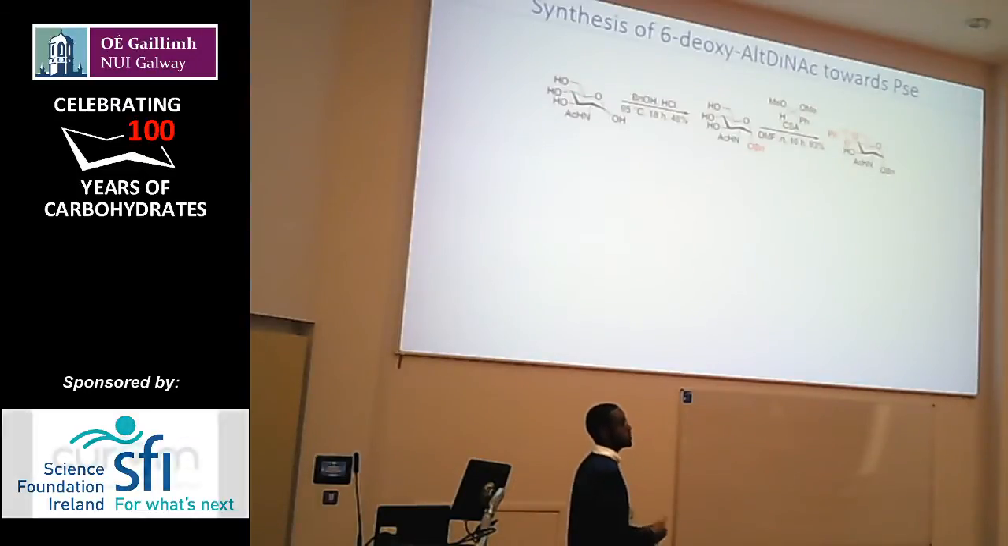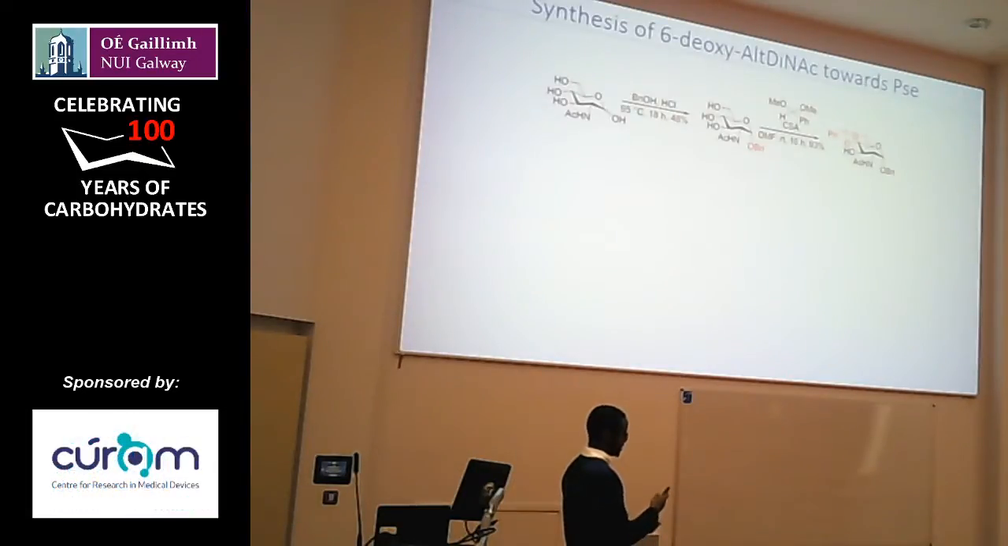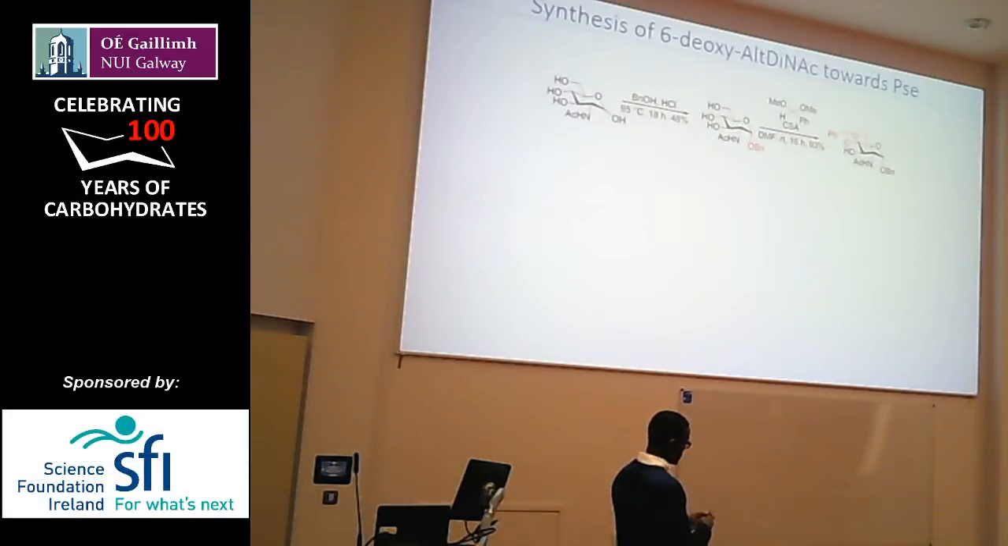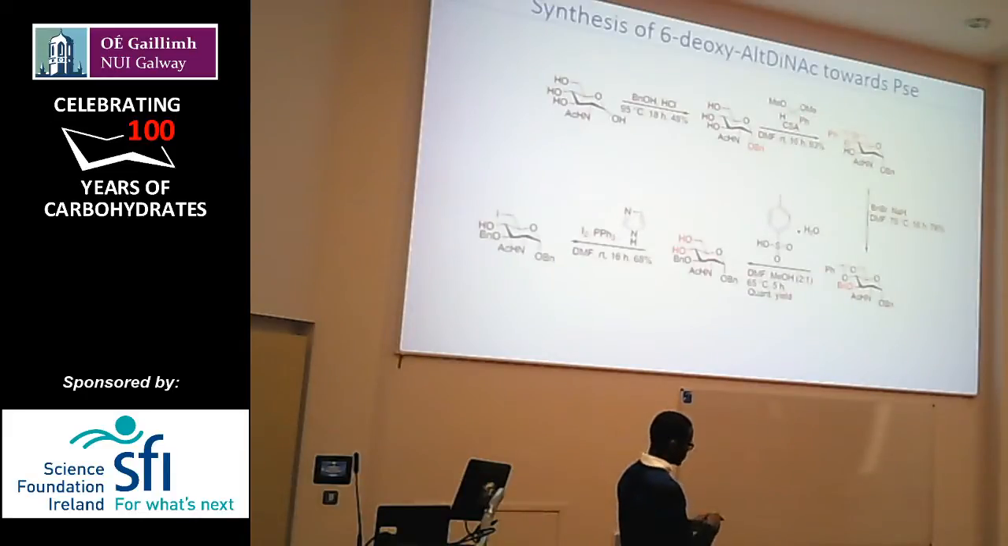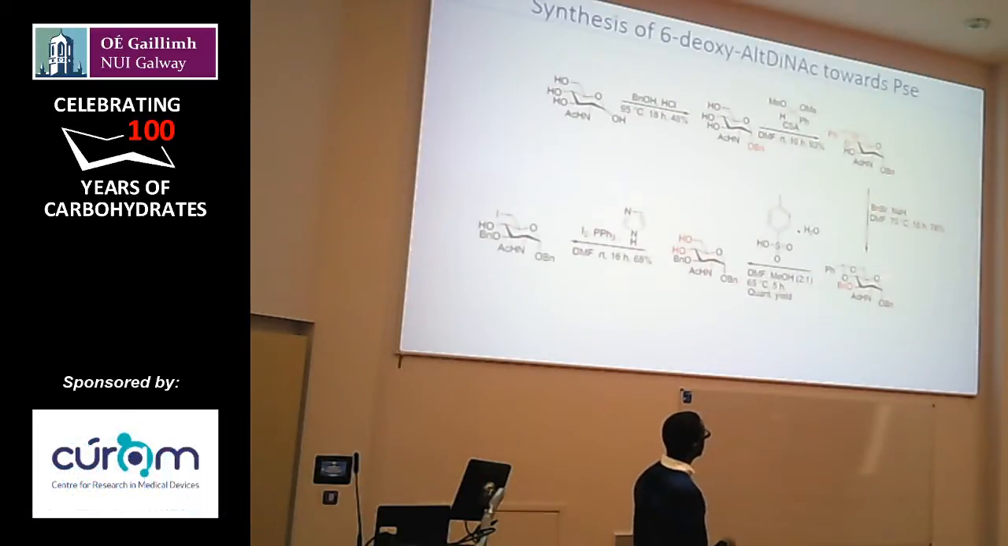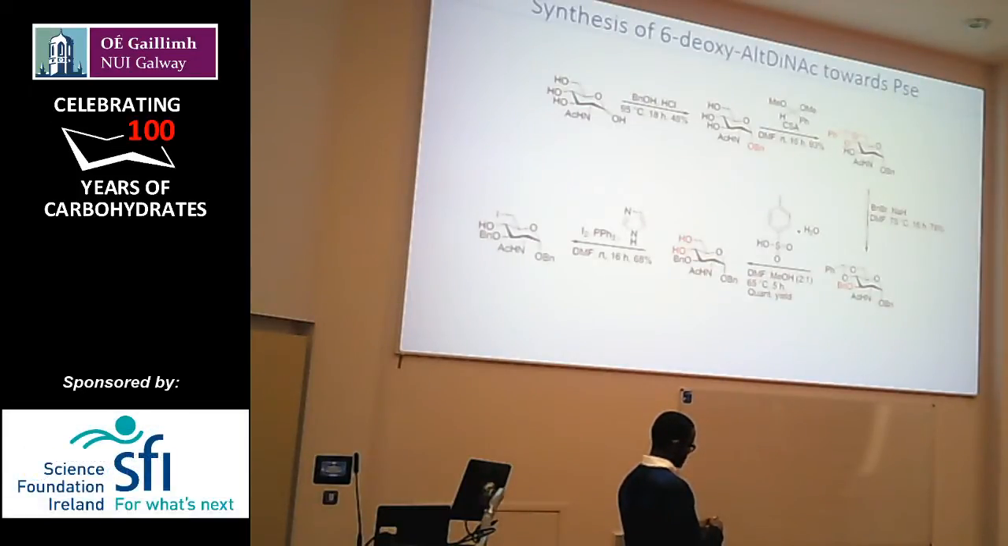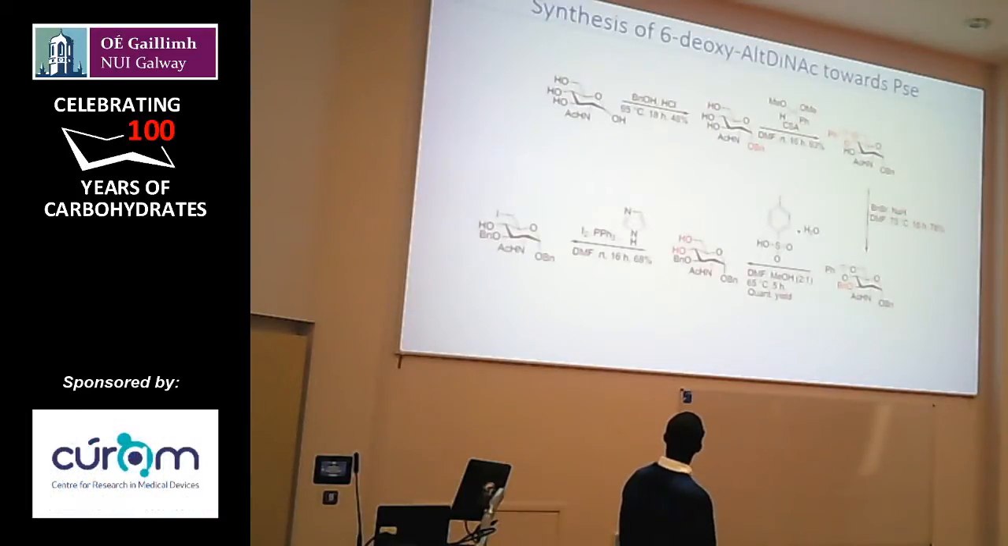The anomeric position is permanently protected with a benzoyl ester under standard conventional conditions. The primary alcohol is converted into the iodide under Appel conditions.